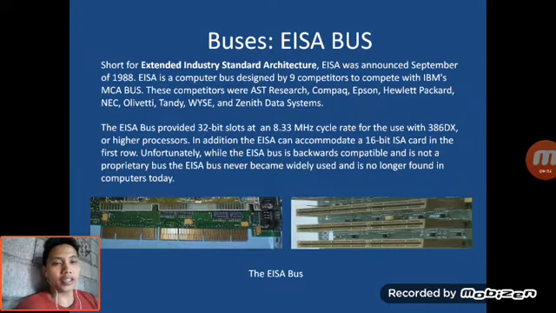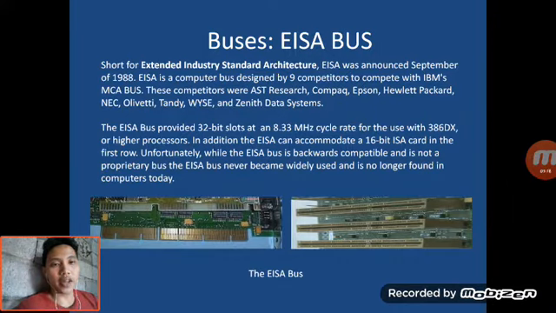EISA bus, short for Extended Industry Standard Architecture. EISA was announced in September of 1988. EISA is a computer bus designed by nine competitors to compete with IBM's MCA bus. These competitors were AST Research, Compaq, Epson, Hewlett-Packard, NEC, Olivetti, Tandy, Wyse, and Zenith Data Systems.